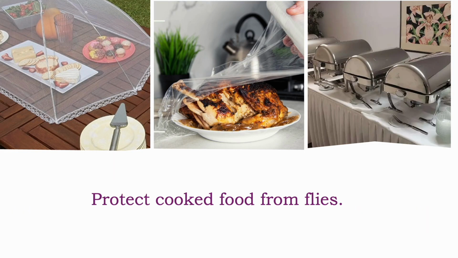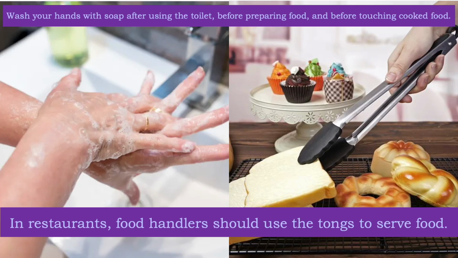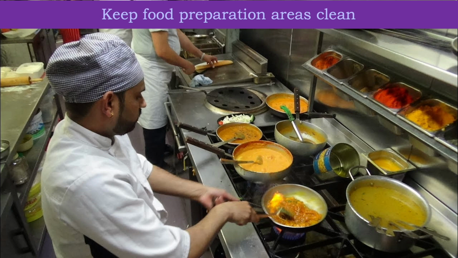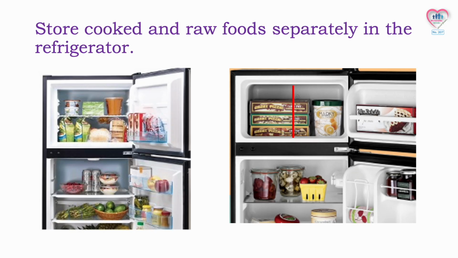Protect cooked food from flies. Wash your hands with soap after using the toilet, before preparing food, and before touching cooked food. In restaurants, food handlers should use the tongs to serve food. Keep food preparation areas clean. Store cooked and raw foods separately in the refrigerator.